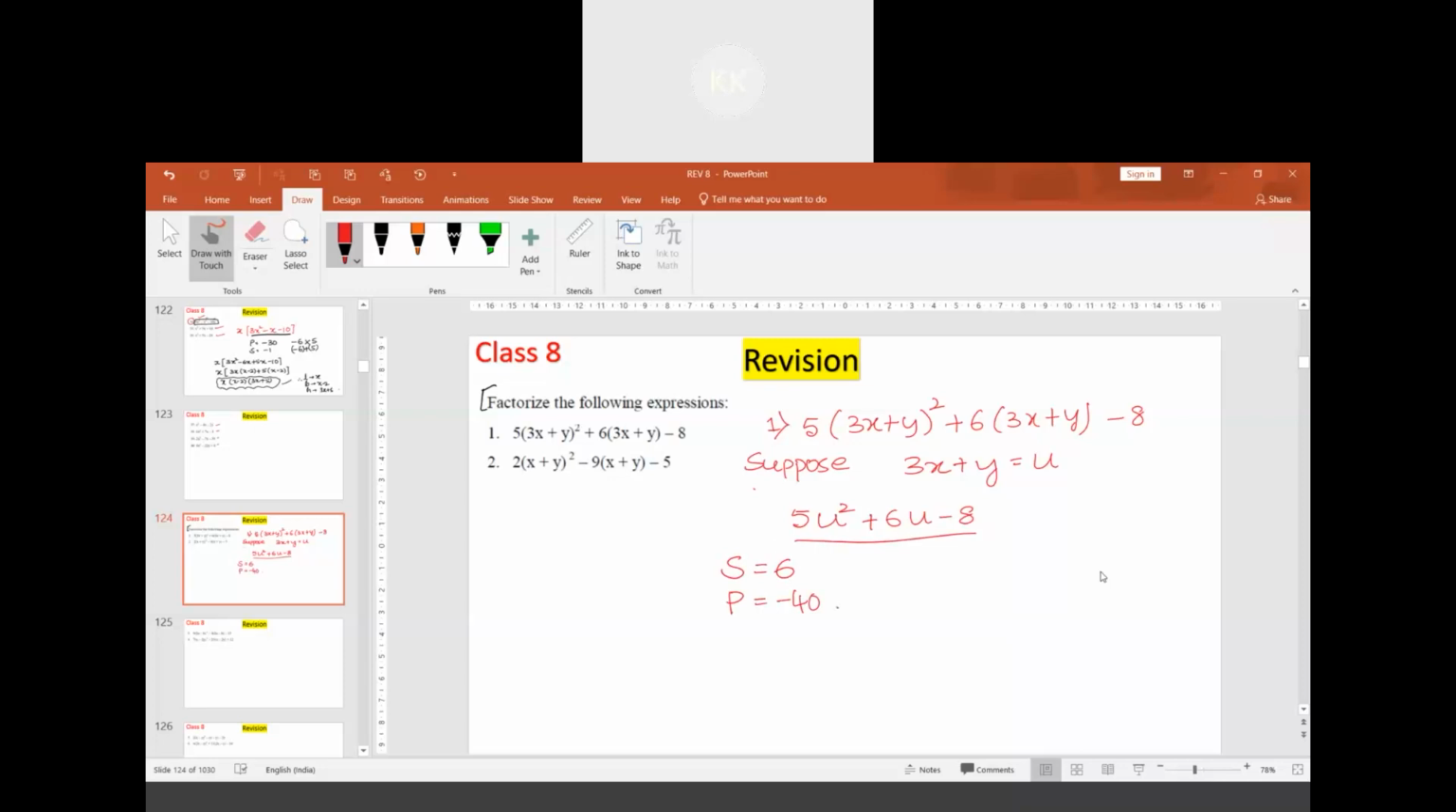Negative 40, we have to get 10 and 4 times. So 10 and minus 4. If you take positive 10 and negative 4, things will work.